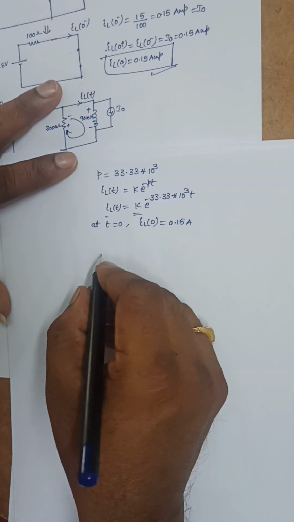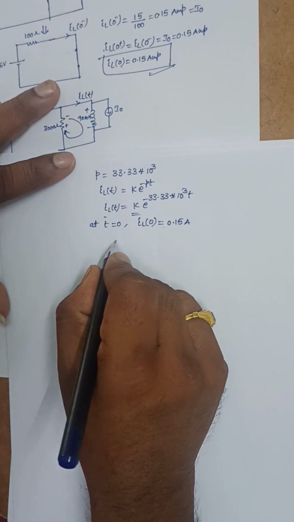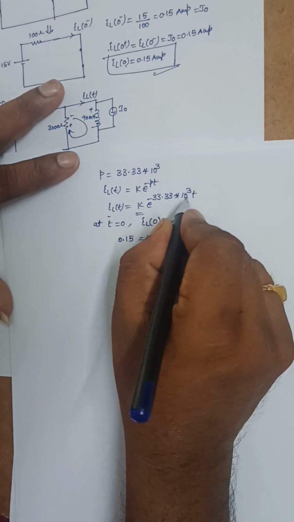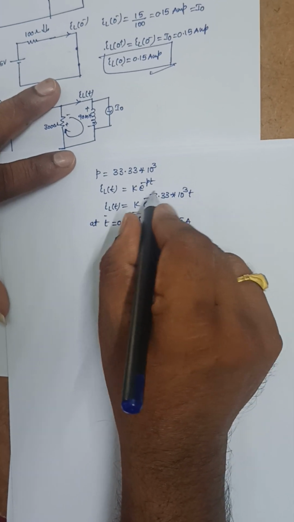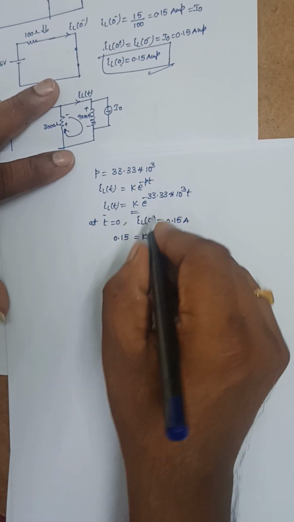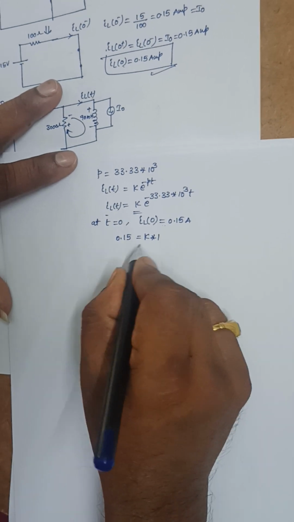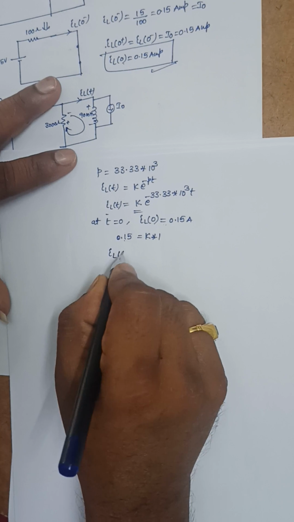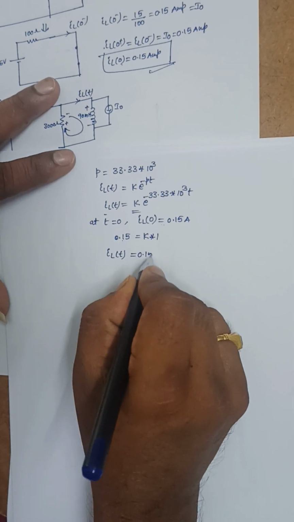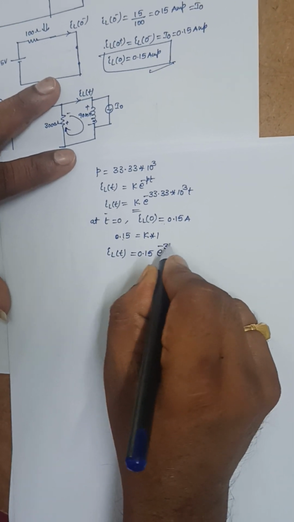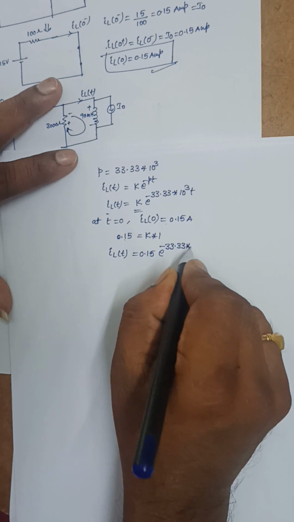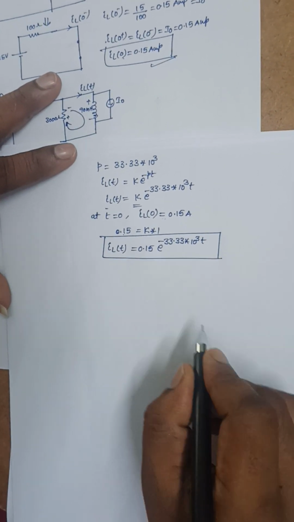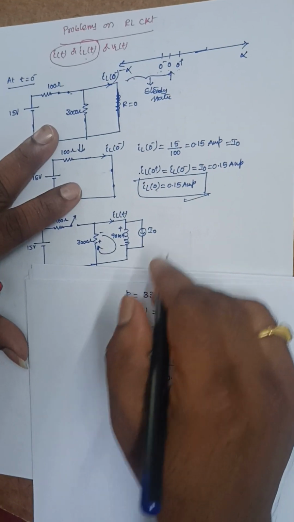Now substitute in this expression. IL of 0 is equal to 0.15, that is equal to k into e power 0, which is 1, so k into 1. So k value is 0.15. Substitute in this expression. So IL of t is equal to 0.15 into e power minus 33.33 into 10 power 3 t. So we found the value of IL of t.